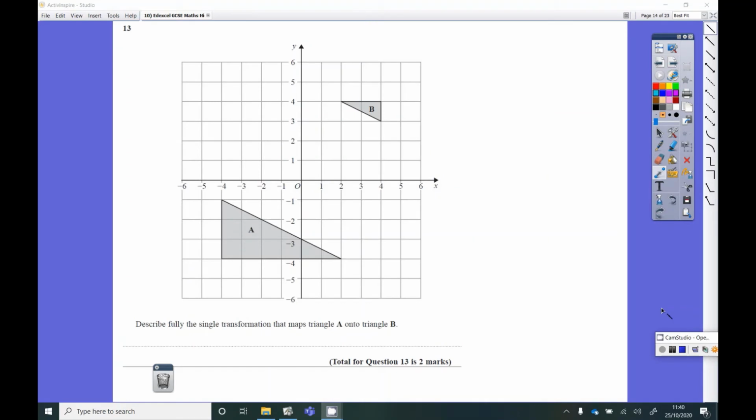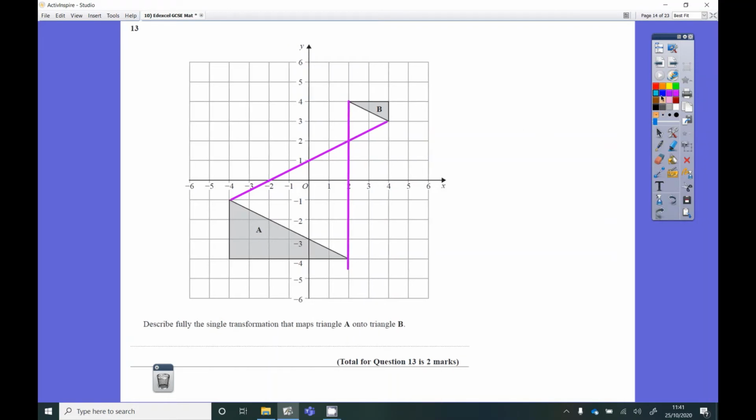Question 13. So we can see this is an enlargement. The shape is getting 3 times smaller. Each of the lengths is 3 times smaller. So it's going to be enlargement scale factor 1/3. Now, where is the center of enlargement? So if we take the same point on each of the triangles and connect those, just joining that point to that point and that point to that point, you can see that these lines are crossing at the point 2, 2.